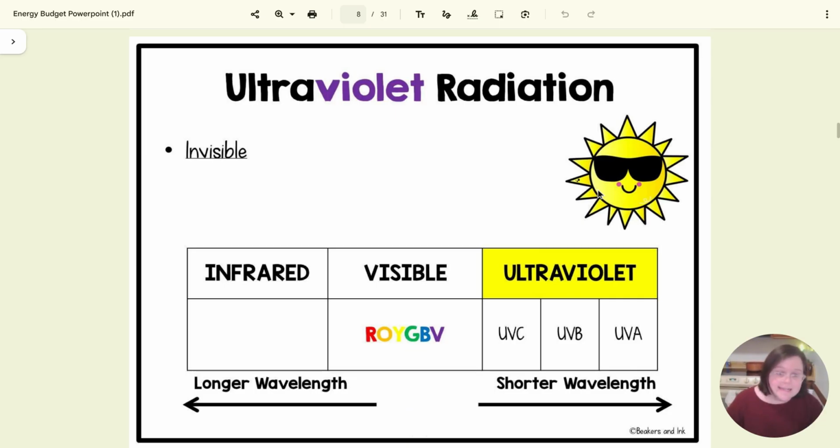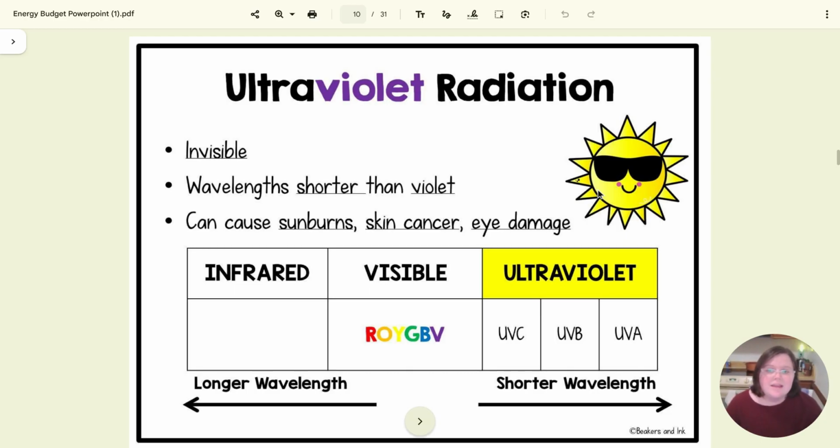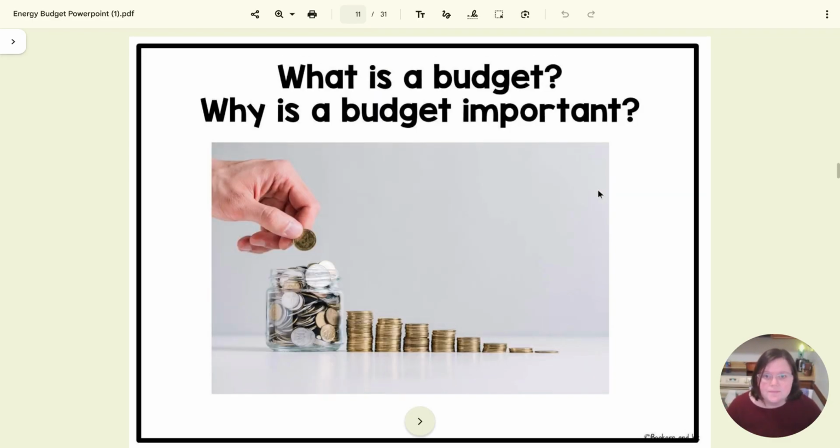Ultraviolet is on the other side. It's also invisible, but it has shorter wavelengths, okay? So it's on the shortest side, and it can cause sunburns, skin cancer, and even damage your eyes. If you've ever known somebody who had something called glaucoma, things like that, we can get kind of like a sunburn inside our eye over time. It can cause us problems. It can even damage your eyesight.